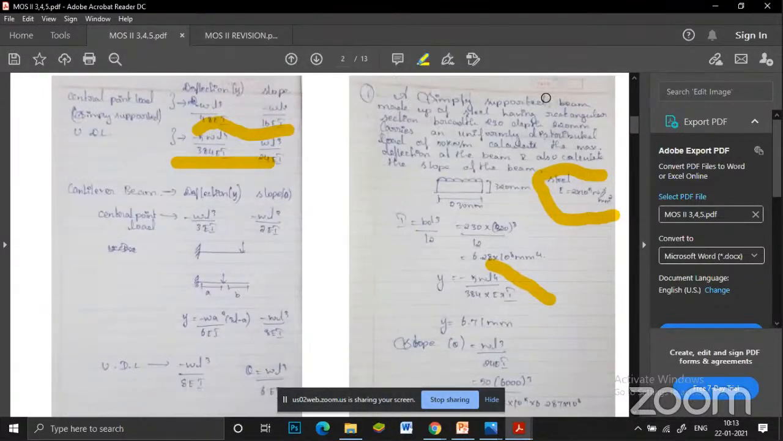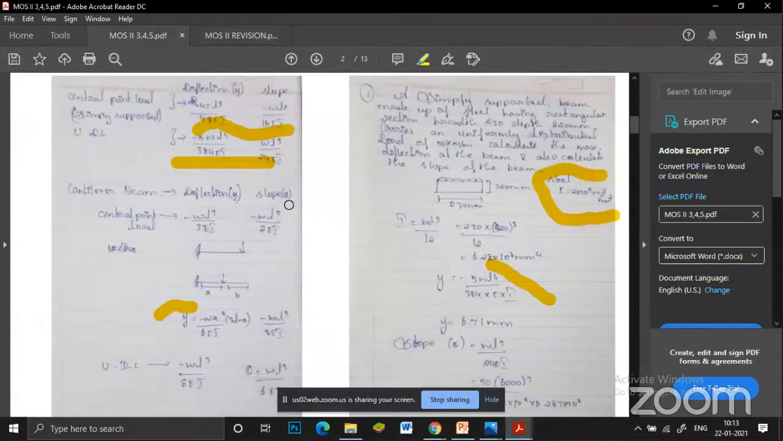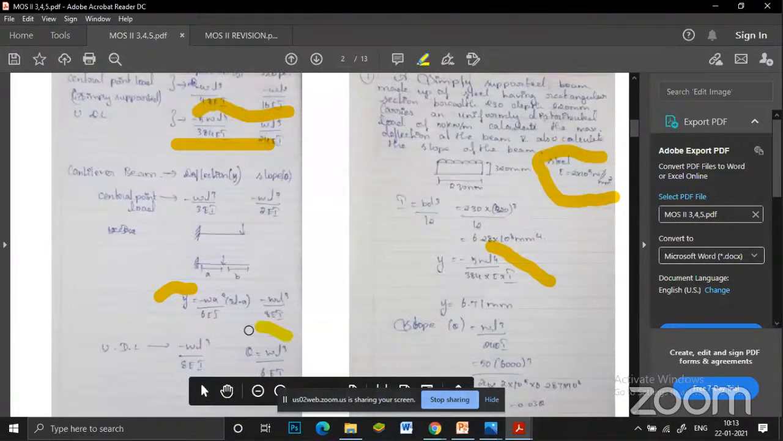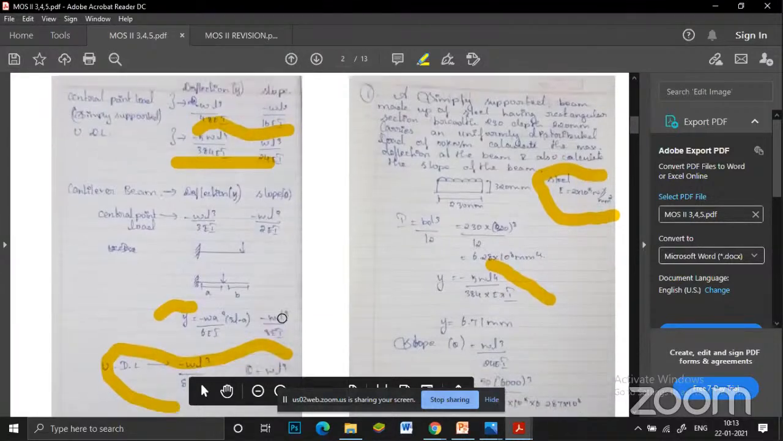If the cantilever beam has the load at the center, how will you calculate the slope and deflection? Or in case they give the slope and deflection value and ask you to find the slope formula. Then in case of UDL, what formula you have to use? You have to memorize, or else I will give you the notes, just have a glance through it. If you can derive there, you can derive.